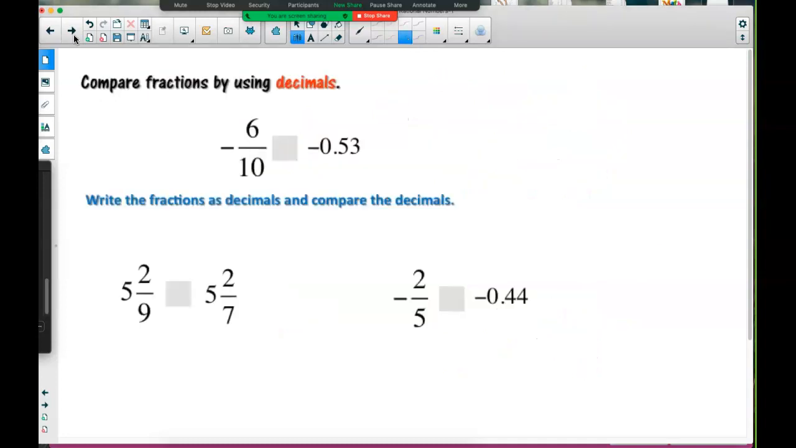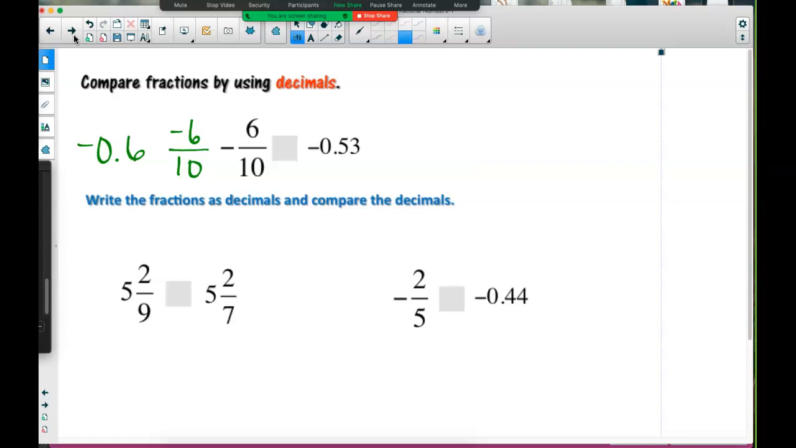Now you're also going to see some problems that have decimals, or have whole numbers in front of them. Okay, so if we're comparing fractions and decimals, just make it decimals, you guys. Change it into a decimal and then compare them. So I have -6/10. I'm going to put the negative sign with the top number. And we can use our calculator and do 6 divided by 10. So that's -0.6.